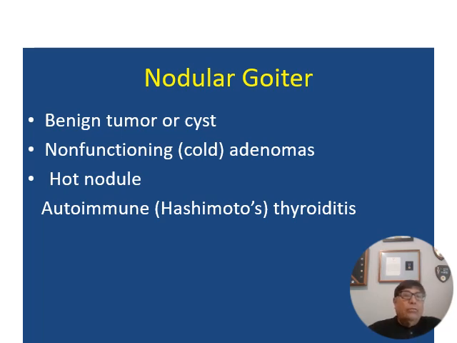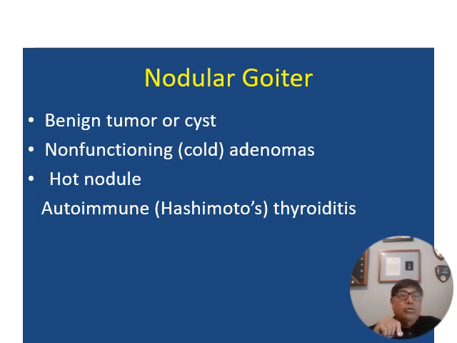The nodular goiter could be a benign tumor or a cyst. It could be non-functioning cold adenomas, and that's called a cold nodule. And as you have learned in your physiology and anatomy class, a cold nodule is something you don't like to see. Unless otherwise proven, it could be a malignant tumor. A hot nodule could be a toxic hot nodule, usually not a malignancy.